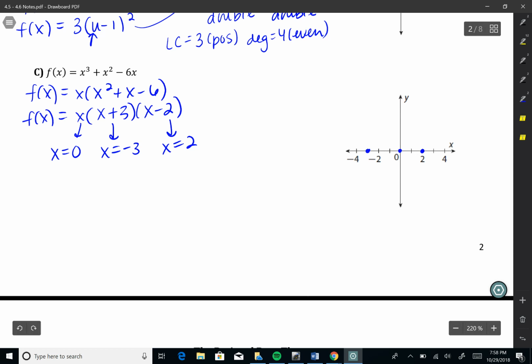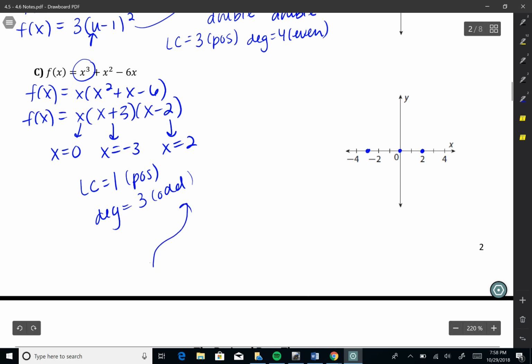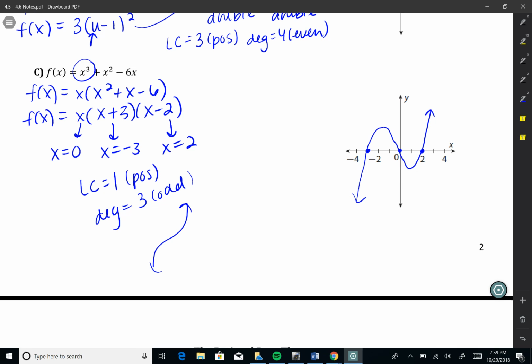And before I draw, I have to figure out my leading coefficient. Looking at my first term, which is just plain x cubed, is 1, which is positive. My degree is 3, which is odd. Odd, positive. Odd is opposite directions. Positive means ending up. So starting down, ending up. And all of my zeros are single zeros. So I'm going to just go through them. So starting down here in quadrant 3, I'm going to go up through negative 3, back down through 0, and back up through 2. And that is graphing polynomial functions in standard form.